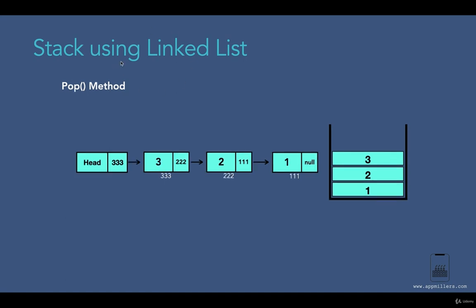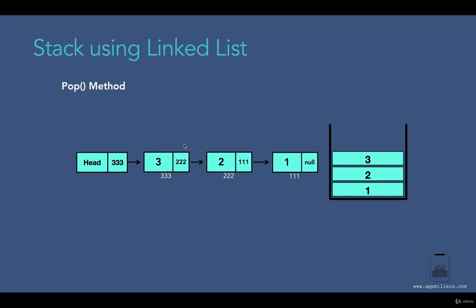Now let's continue to look at pop method. As you remember, when we talk about pop method, we said that the pop method returns the top element and removes the top element from the stack. Now in our case, the top element is 3, which is the first element in our linked list.